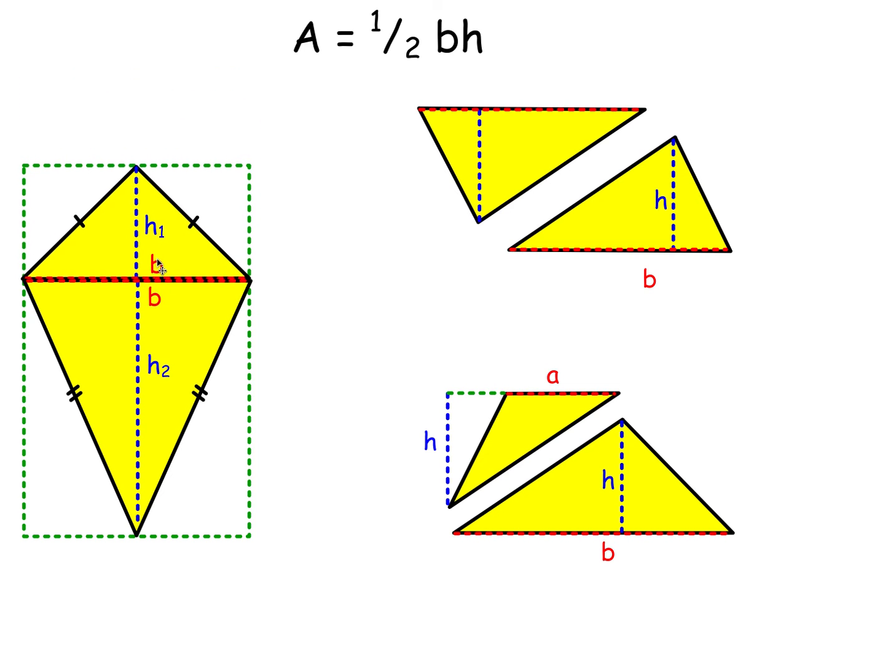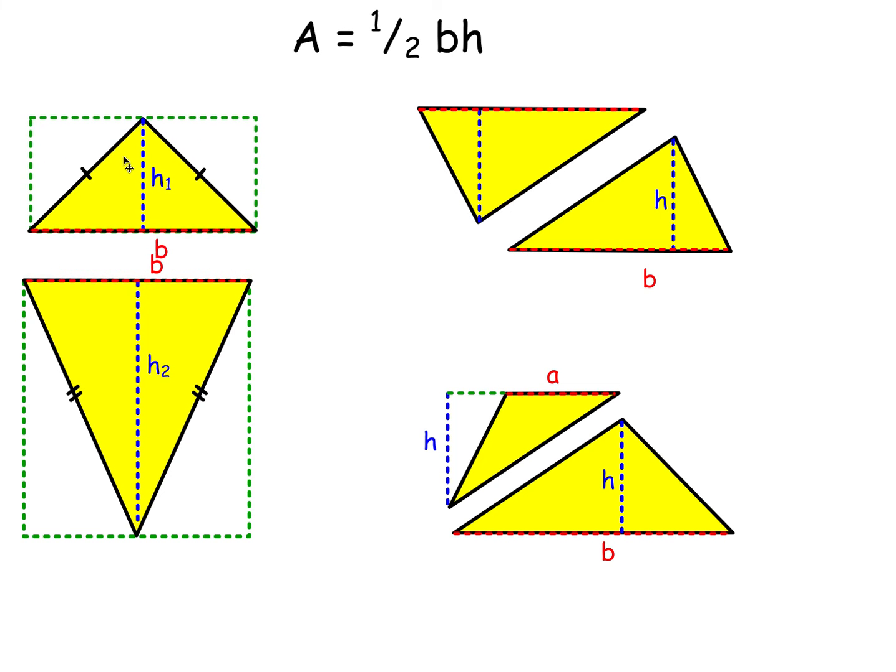So like that. So two isosceles triangles placed base to base, and you can see the bases form the diagonal of the kite here in red, and the two heights add together to form the other diagonal in blue.